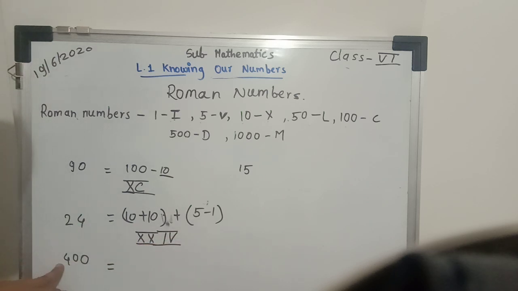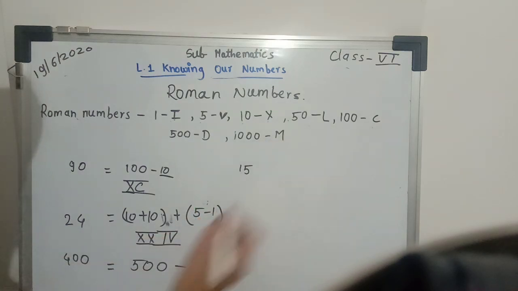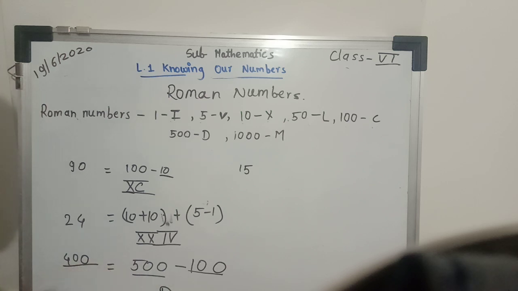Let's see the Roman number for 400. So 400, how will we get? We have to subtract the 100 from 500. Now here 500 minus 100. So when you are subtracting, you have to write the smaller Roman number on the left side. What is the Roman number for 100? That is C. What is the Roman number for 500? That is D. So CD is the Roman number for 400.